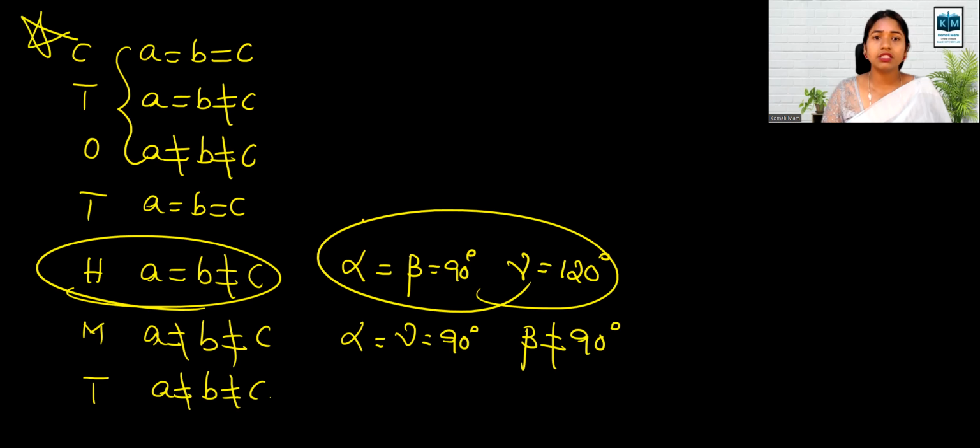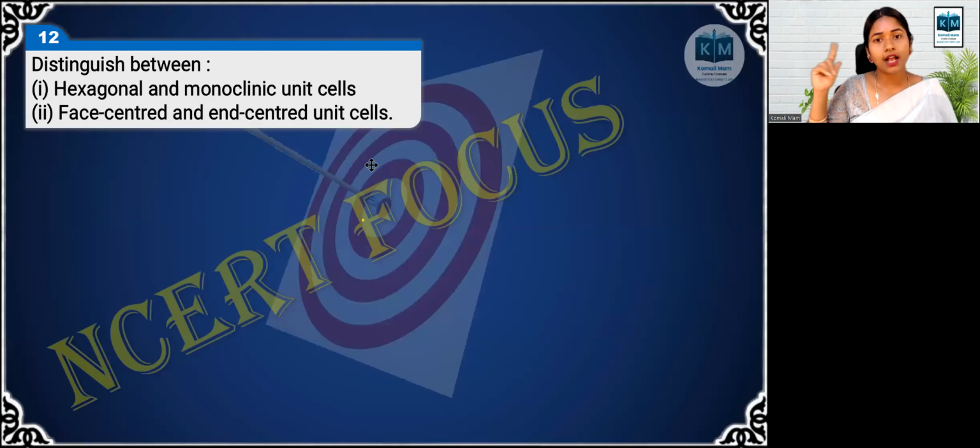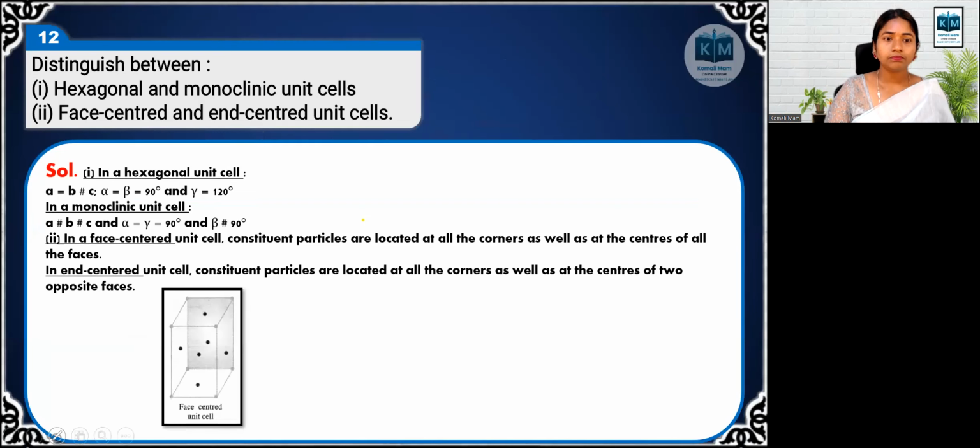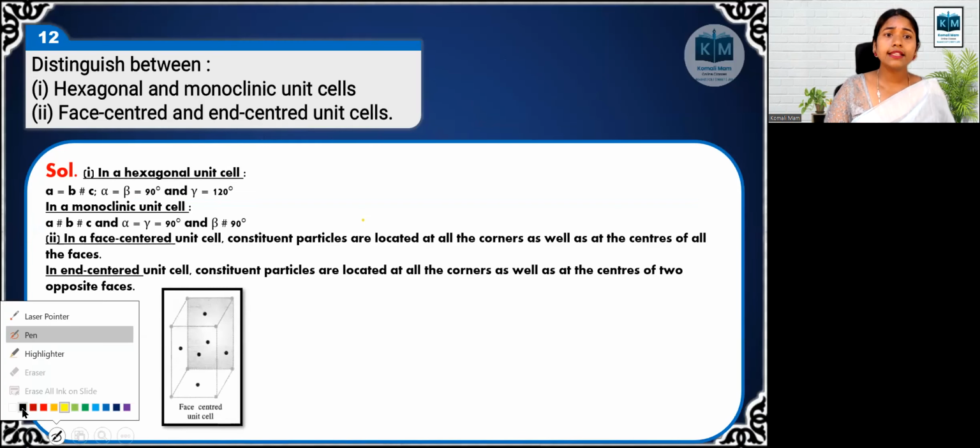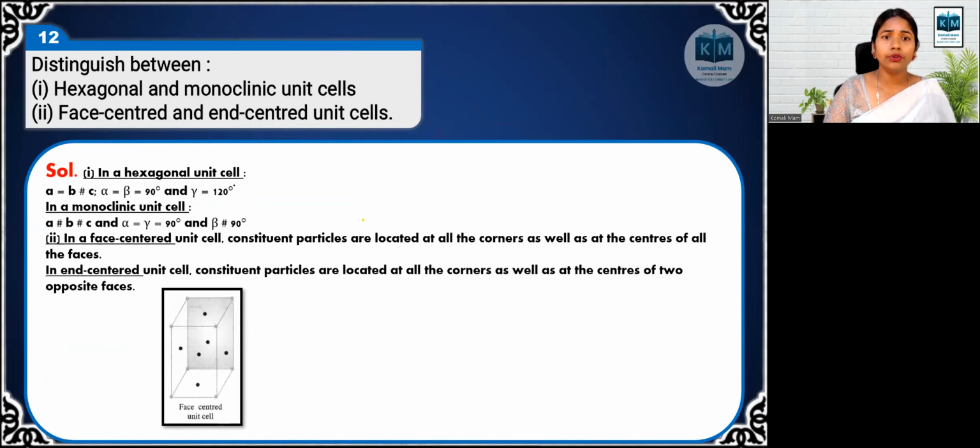In the first 3 cases, alpha, beta, gamma are equal to 90, and in orthorhombic also. In triclinic, all the 3 are different and alpha, beta, gamma are not equal to 90. So it is important that you learn the angles and actual distances. Now you can see, hexagonal you learned and monoclinic you learned.